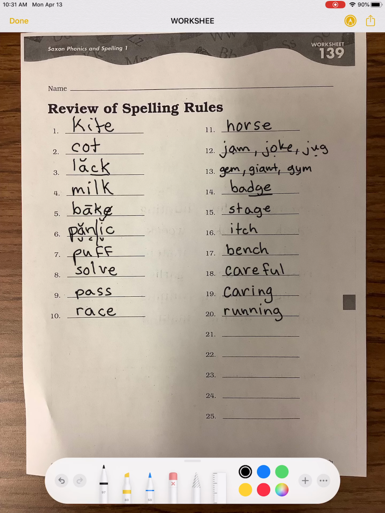Now, let's talk a little bit about diphthongs. To spell with the oi sound, use the OI in the initial and medial positions and OY in the final position. So oil, O-I-L, because the oi comes at the beginning. Toy, T-O-Y, because the oi comes at the end.